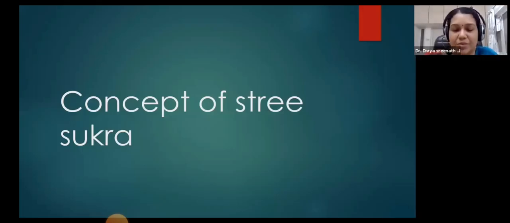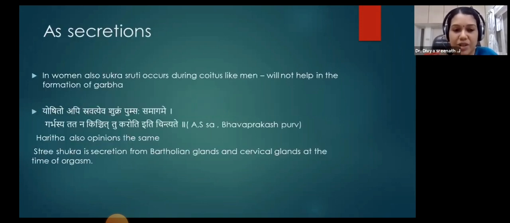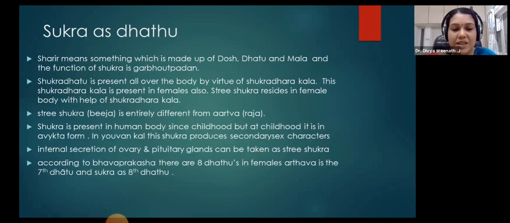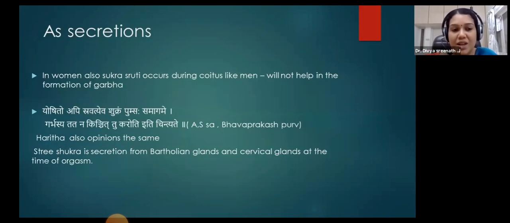This is the concept of Stri Shukra. Sometimes you may get a question from this area also. You have to understand the basics. The concept of Stri Shukra is mentioned in some contexts. It is mentioned as a kind of secretion. We can take the concept of Stri Shukra in two contexts: one as a Bartholin's gland secretion, and also one as Shukra as a Dhatu. Okay, first we will explain Stri Shukra as a secretion from the Bartholin gland.